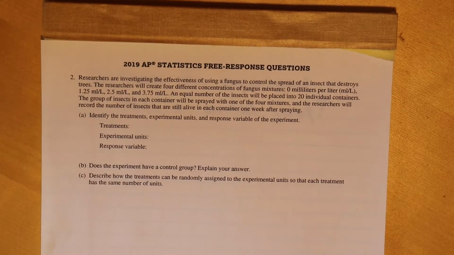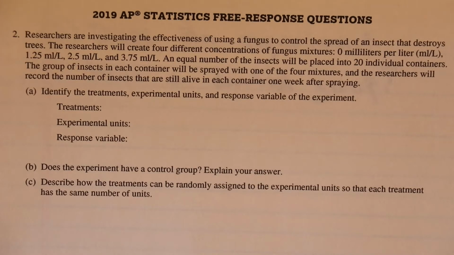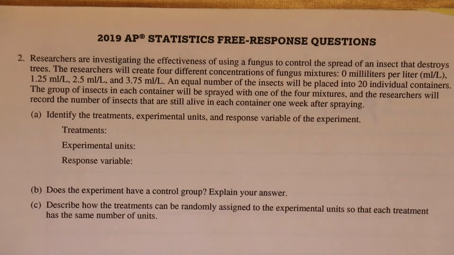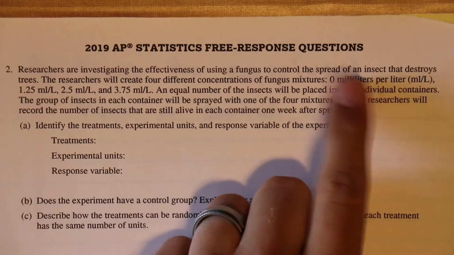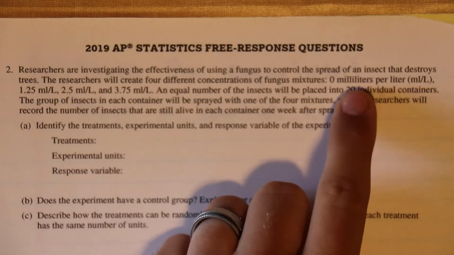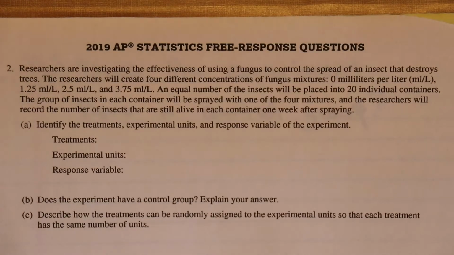All right, so part 2, does the experiment have a control group, and explain your answer? The answer is yes. My explanation is that there is a fungus mixture of 0 milliliters. So this is the control group, the container that receives no fungus at all. That's as straightforward as it needs to be. So you need to state that there is a control group and then explain which group is the control group. So it's the one that has 0 milliliters, or the one that doesn't get any fungus.